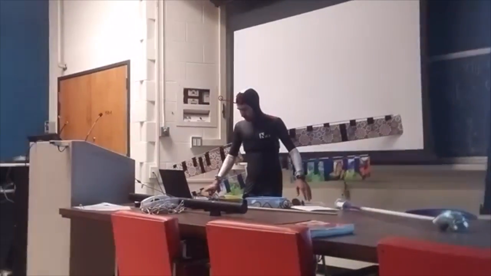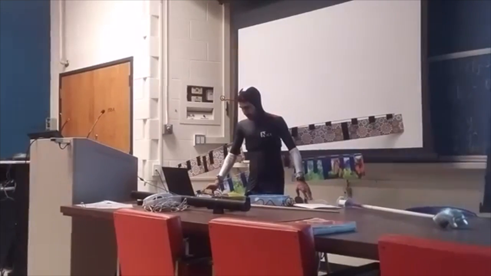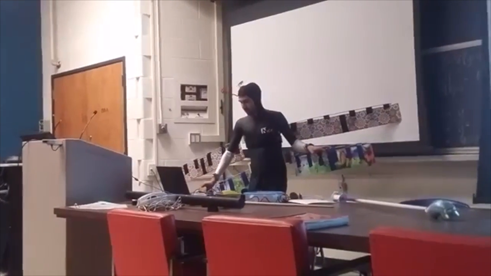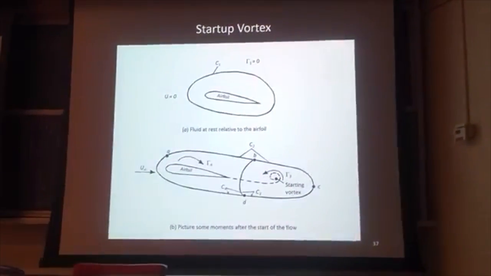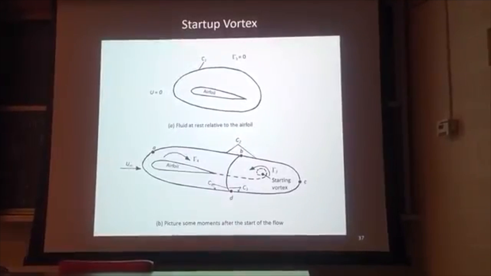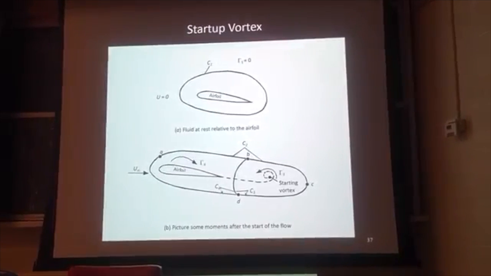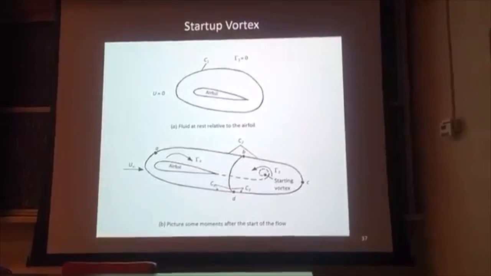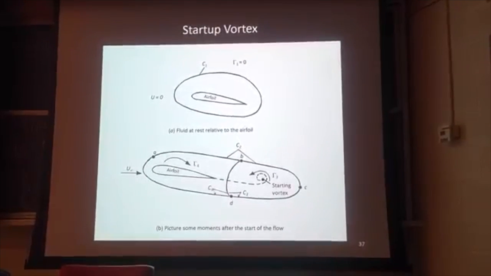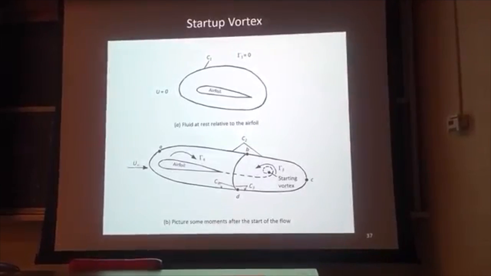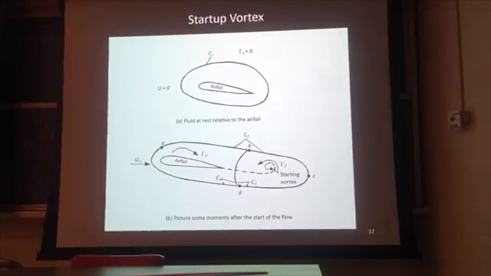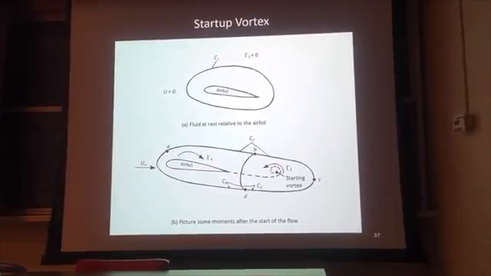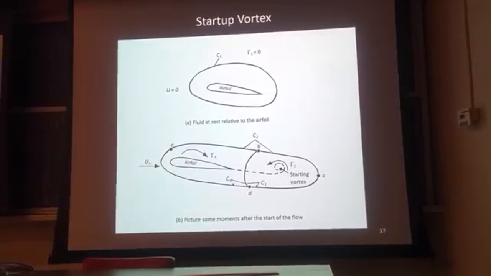Now, I'm going to talk a little bit about the wake behind the wing. For those of you who've taken aerodynamics, we know that when a wing starts up from a standstill, there is a vortex that forms behind it. That's one of the reasons why aircraft need to space each other out in order to avoid flying through each other's wake.